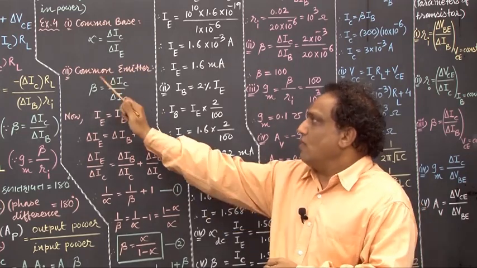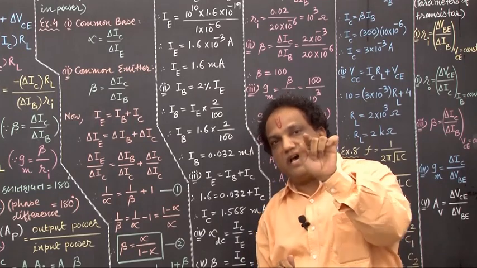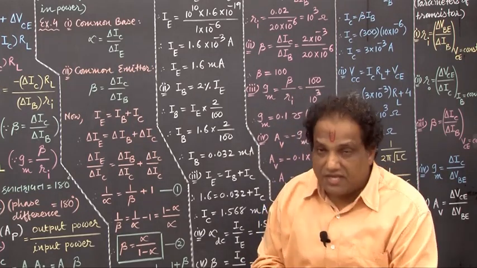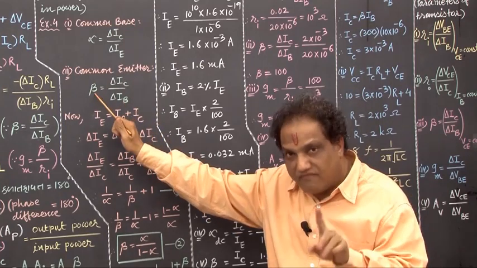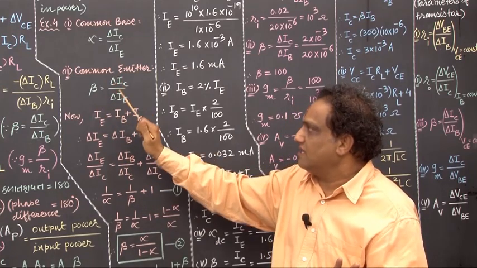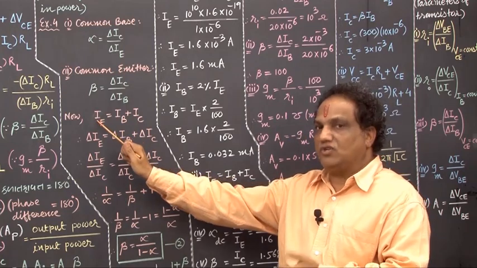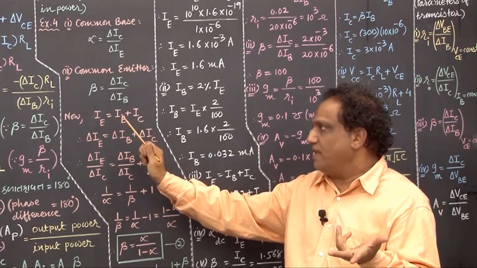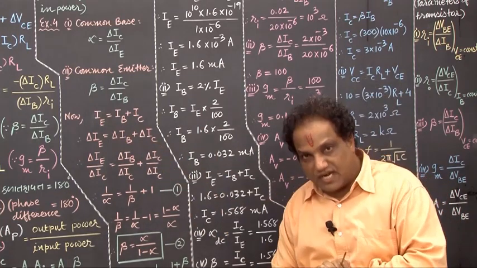Fine. For common emitter, that current gain is shown by the symbol beta, and it is delta IC upon delta IB. If it is beta DC, you may write IC upon IB, but if it is only beta, we mean alternating current gain, and then you should write delta IC upon delta IB. You know, emitter current is always a total current, which is a summation of base current and collector current. Take delta on both the sides.